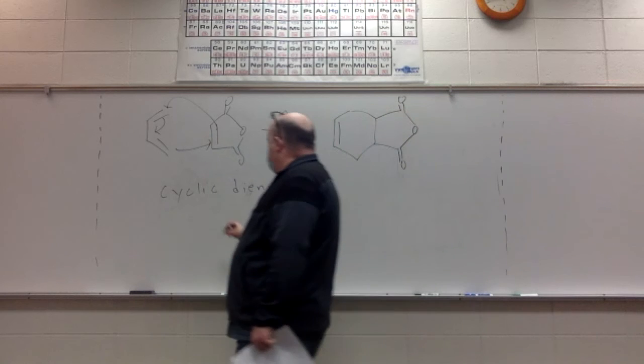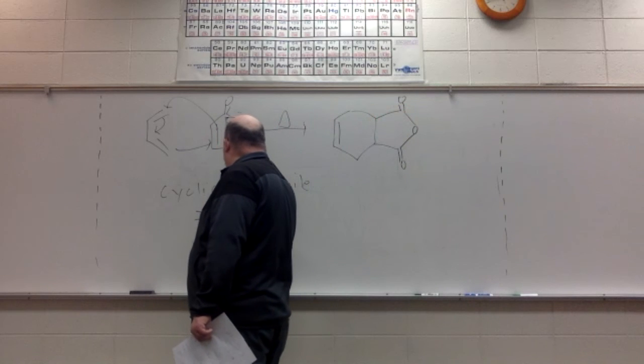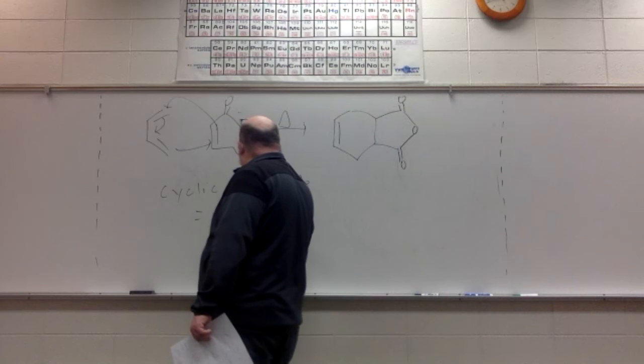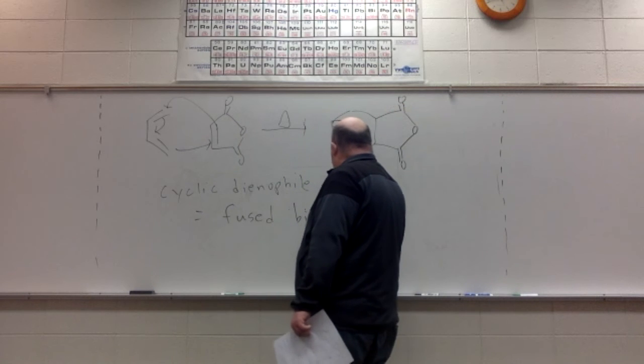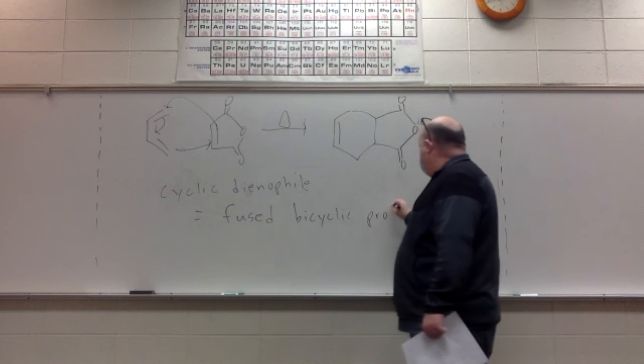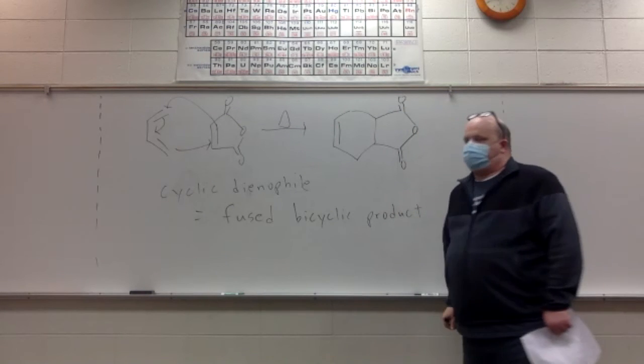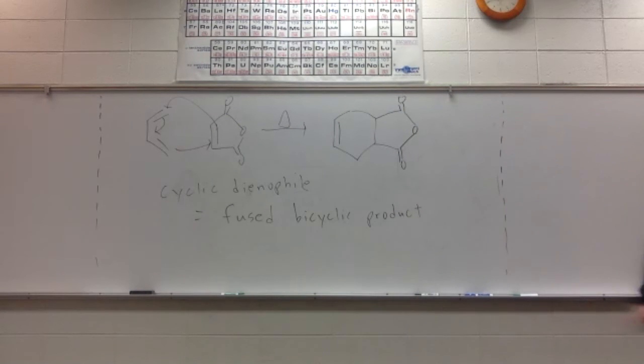So if you have a cyclic dienophile, you get what we call a fused bicyclic product. Kind of fancy schmancy sounding. Bicyclic means just two rings. Fused means they're joined together. There you go. Not any more difficult than the other reactions that we've done. It just looks more impressive.